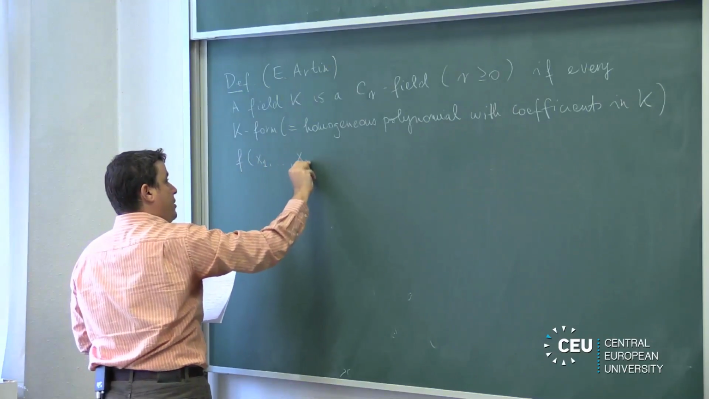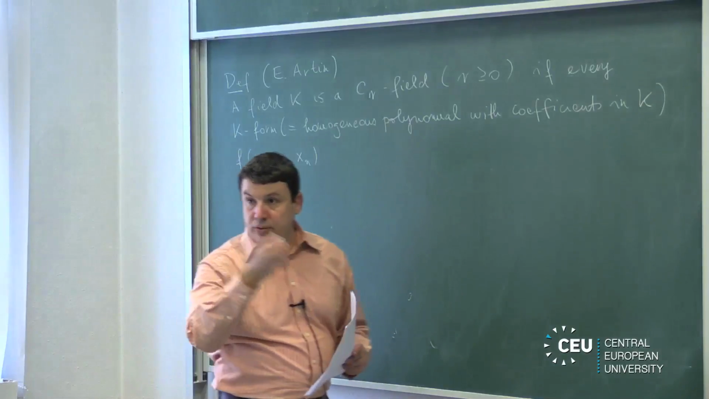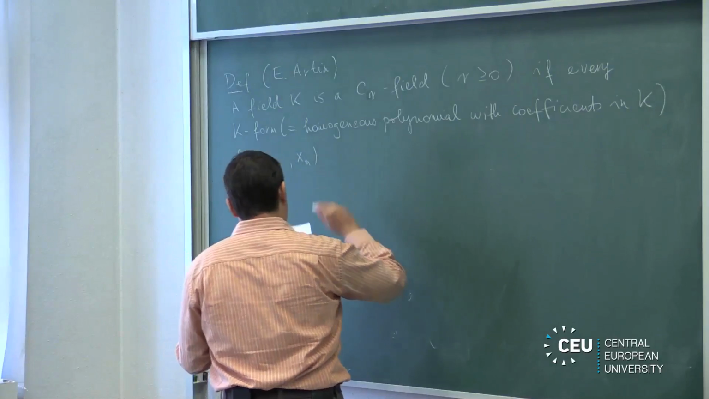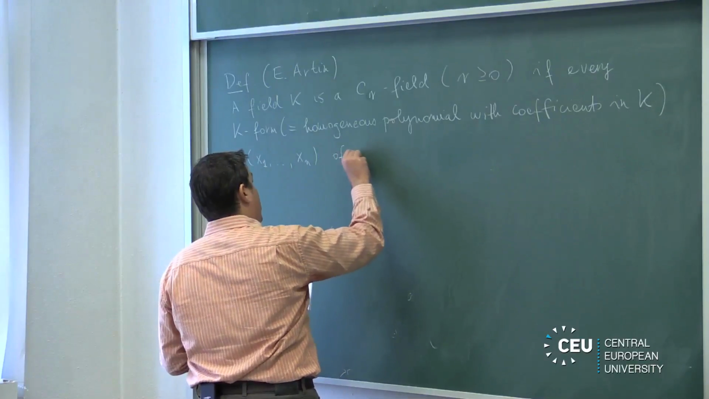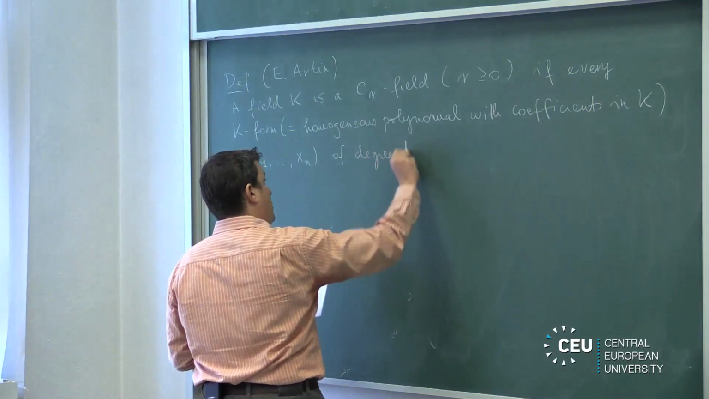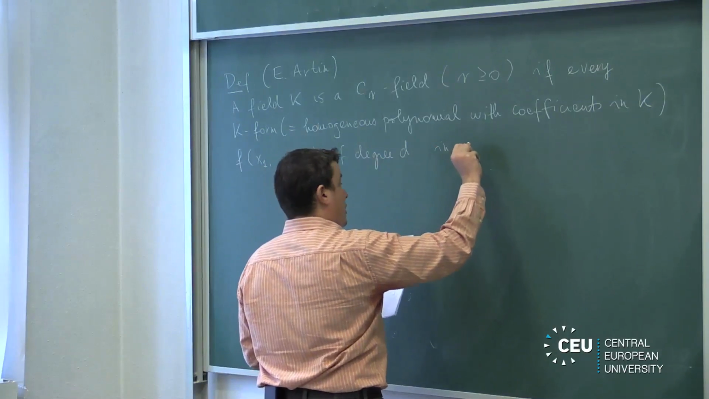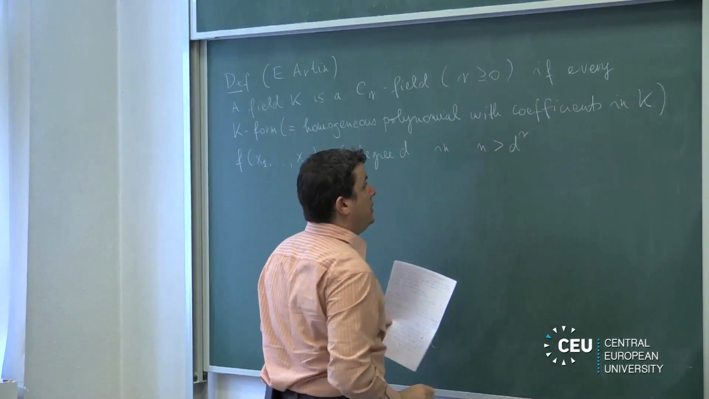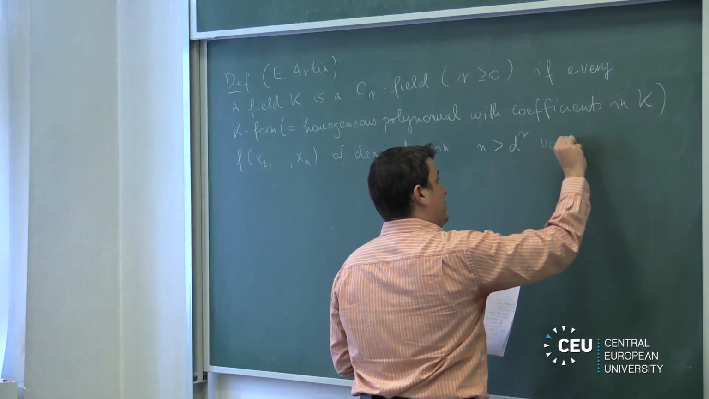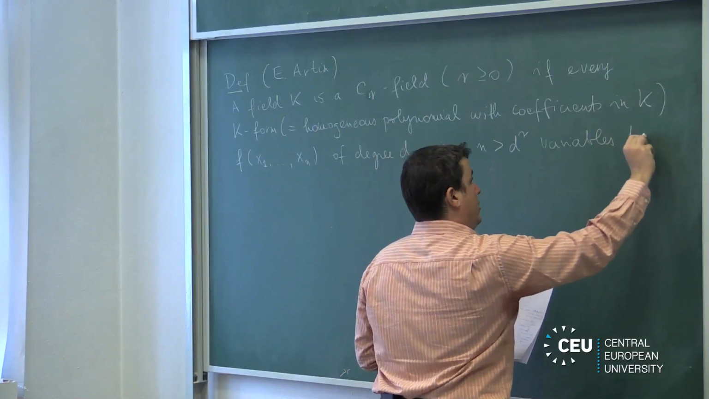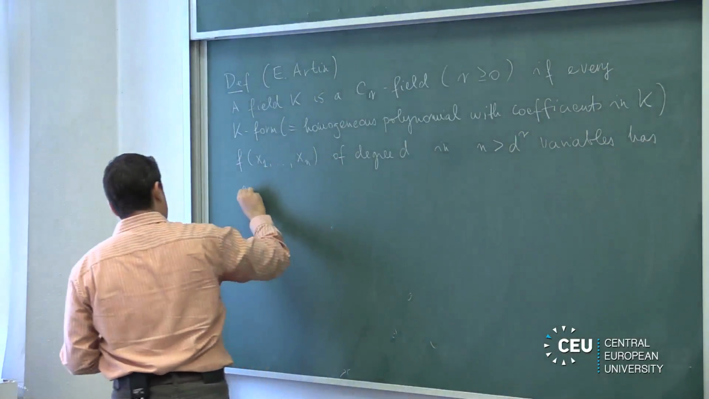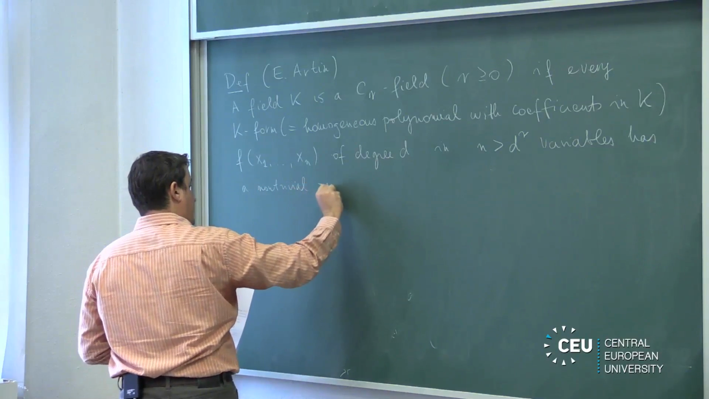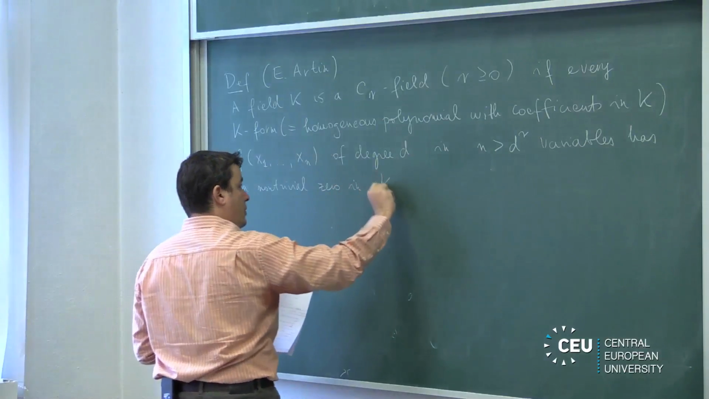and you know what homogeneous means, right? All terms have the same degree. And of degree d in n strictly larger than d to the r variables has a non-trivial zero in K to the n.